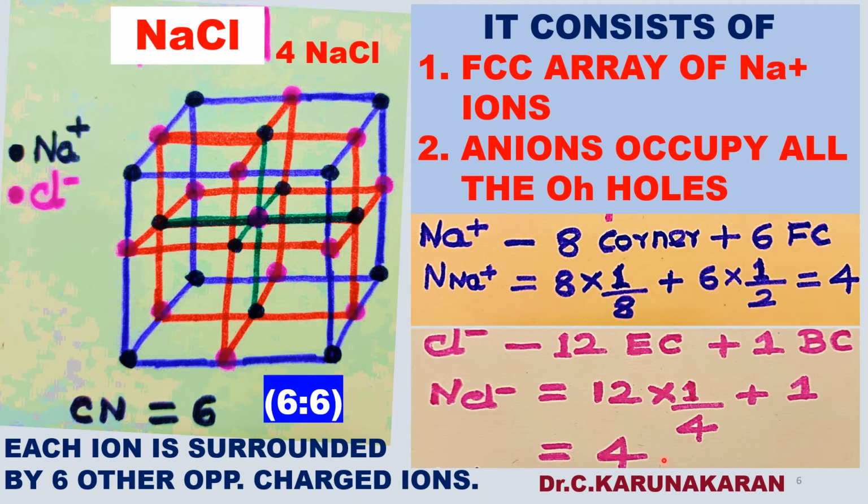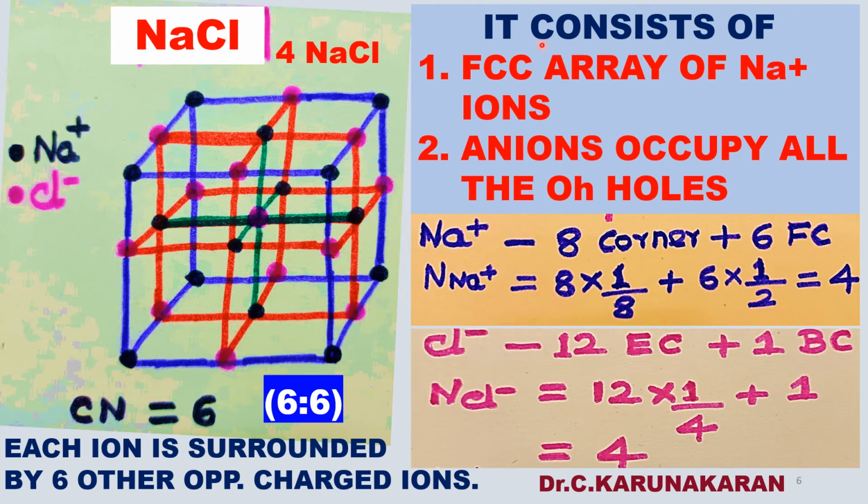12 × 1/4 is 3, and the atom at the body center completely belongs to this unit cell. Therefore, its contribution is 1. Therefore, there are 4 chloride ions present per unit cell. So, there are 4 sodium chloride molecules in the unit cell.